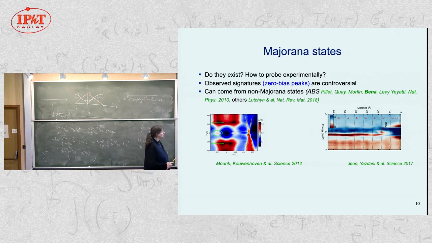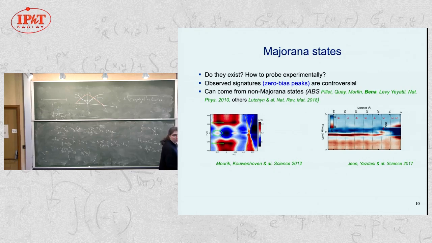So this is a question which is very, how should I say, troubling in the community, because people see zero energy peaks and they say Majorana. Other people say, well, zero energy peaks don't have to be Majorana; they could be something else. And there are always controversies.